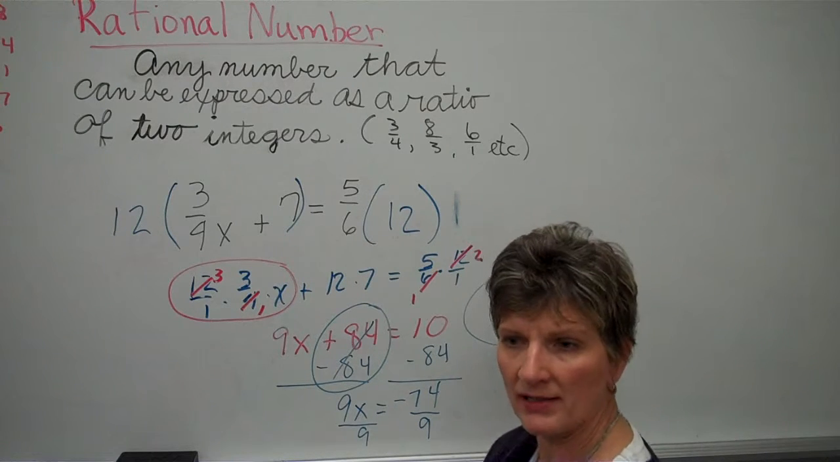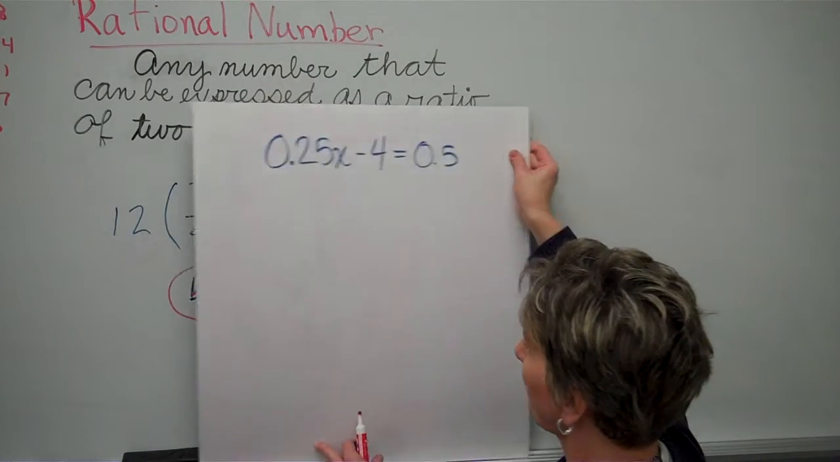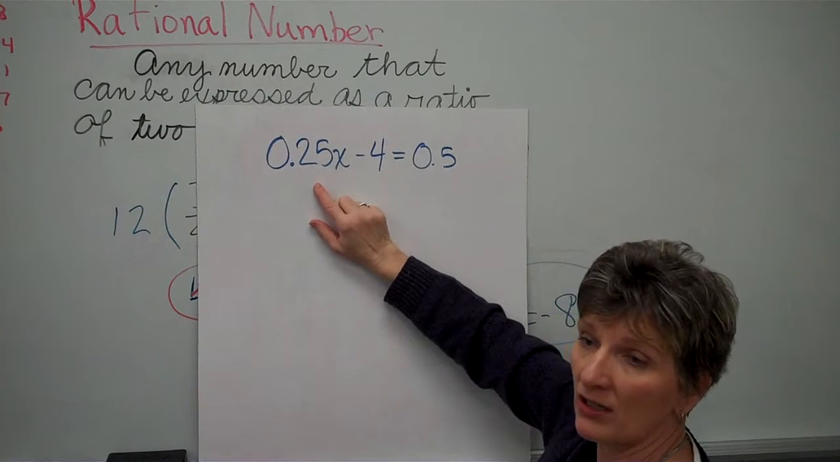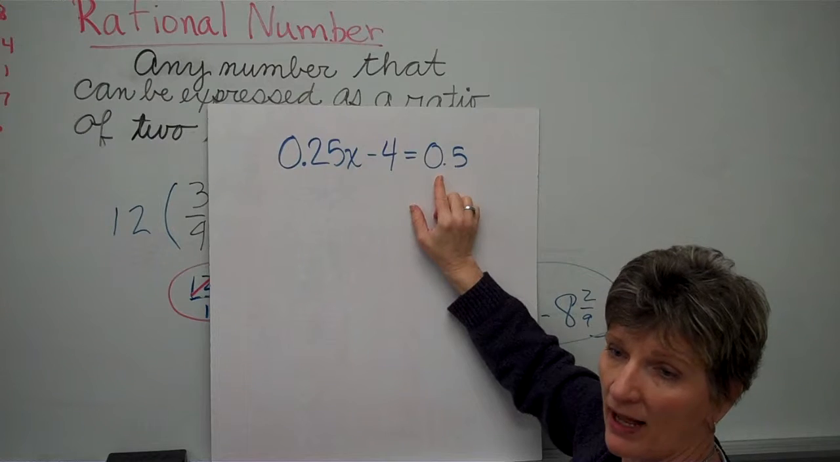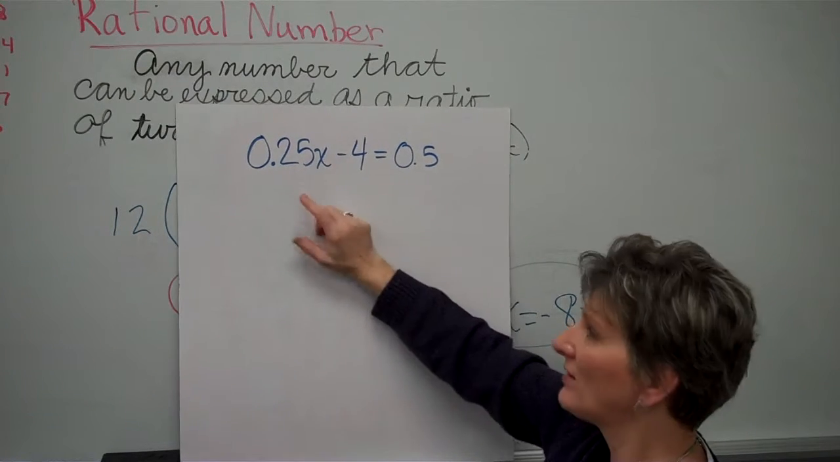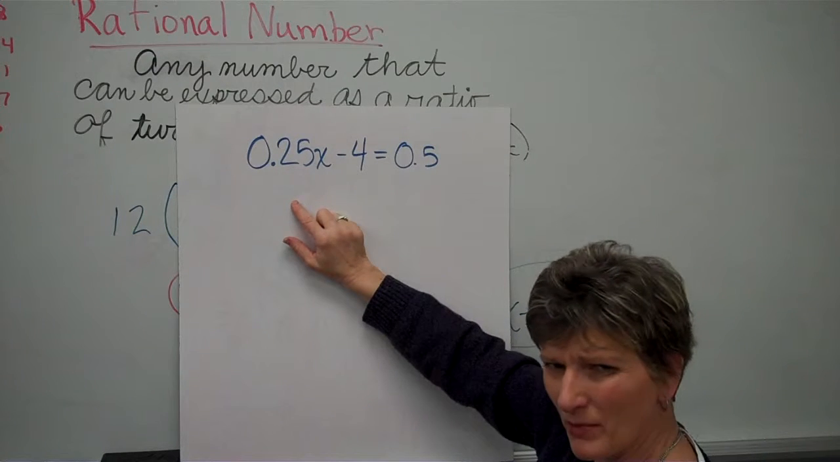Now if you remember, I said something about decimals as well. How does this work with decimals? Let me show you. Here's this equation. 25/100 times x minus 4 is equal to 5/10. Wow. I can solve this by adding 4 to each side and dividing by 25/100, but then I have to worry about my decimal points.